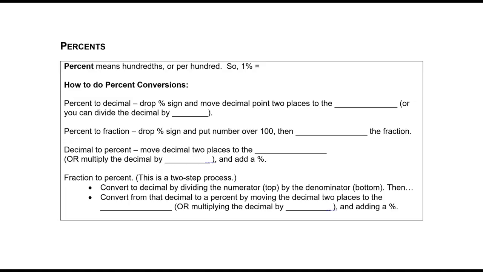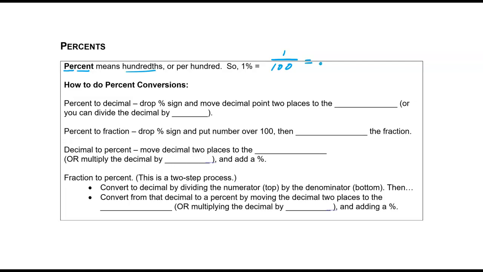In this video, I'm going to talk about percents, and then we're going to talk about how to do percent conversions. So we're going to start by looking at the word percent, and percent literally means per hundred or for every hundred or hundredths. So 1%, for example, means one for every hundred, and you can write it as a fraction. We can also write it as a decimal.